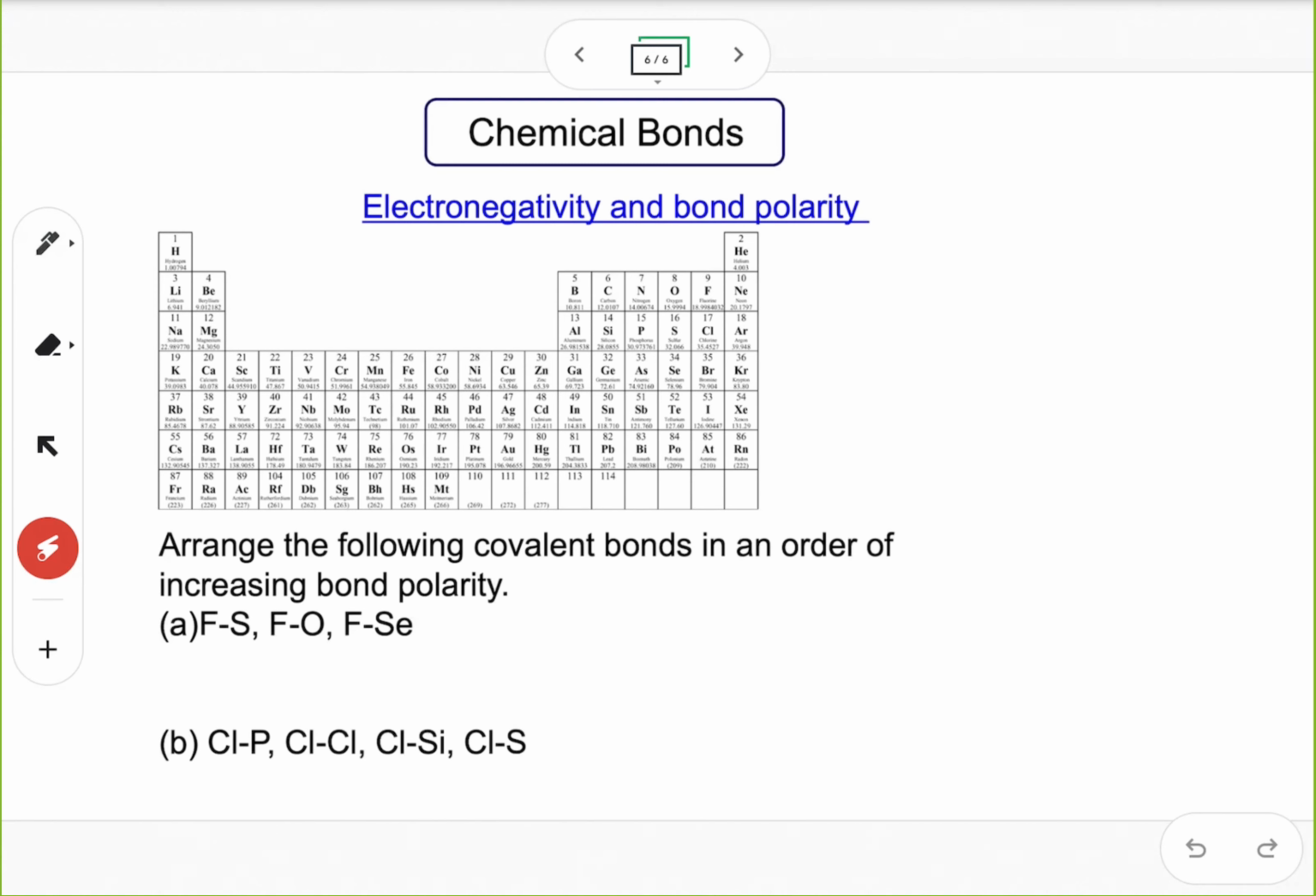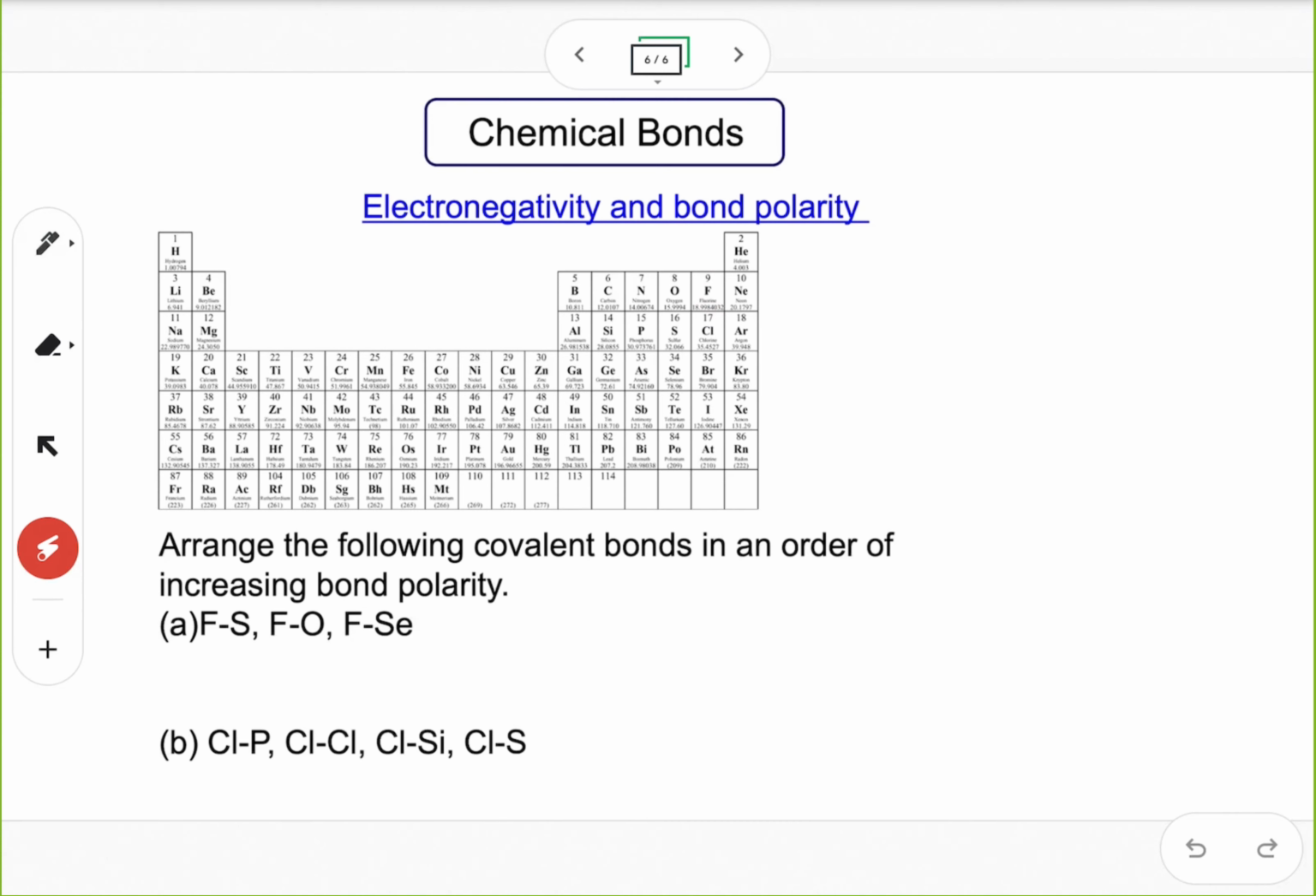So how do we identify the delta EN trends? Before you do that, you have to identify the trends of electronegativity of those elements first. Let's take a look at example A. You have fluorine, sulfur, oxygen, and selenium. If you take a look at this periodic table, fluorine is high above here, right? Sulfur, selenium, and oxygen here. Oxygen and fluorine are in the same period.